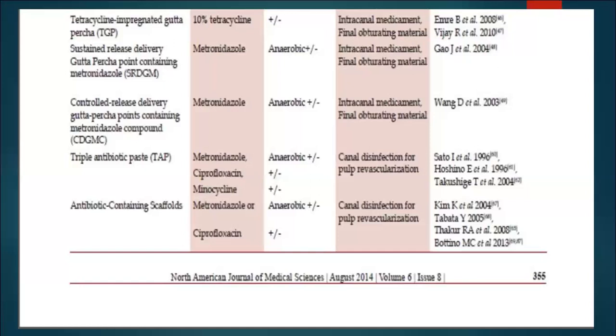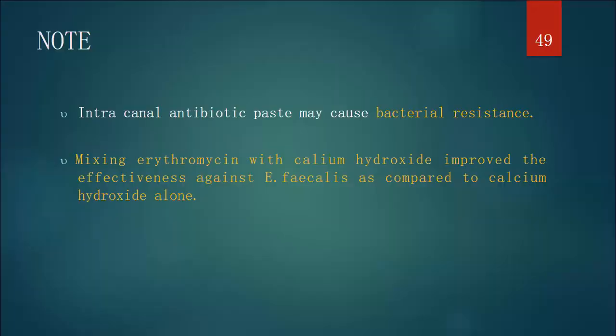for pulp revascularization. Then antibiotic containing scaffolds, metronidazole or ciprofloxacin. The metronidazole or ciprofloxacin are active against anaerobic gram positive and gram negative bacteria, and ciprofloxacin for gram positive and gram negative bacteria. It is used as canal disinfection for pulp revascularization. So note here that intracanal antibiotic paste may cause bacterial resistance. Mixing erythromycin with calcium hydroxide improves the effectiveness against E. faecalis as compared to calcium hydroxide alone.